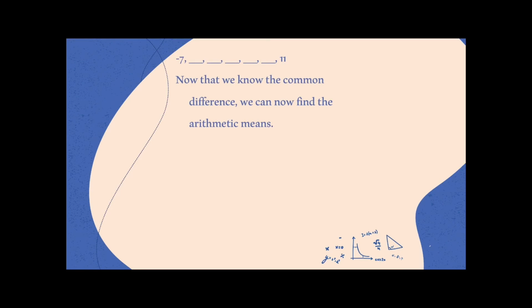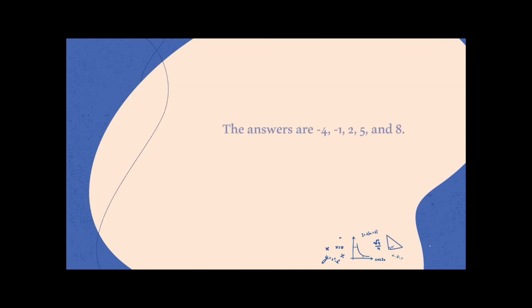Now that we know the common difference, we can now find the arithmetic means. Negative 7 plus 3 equals negative 4. We will put that in the first blank. Negative 4 plus 3 is equal to negative 1. We will put it in the next blank. Just repeat the process until we fill in all the blanks. The answers are -4, -1, 2, 5, and 8.